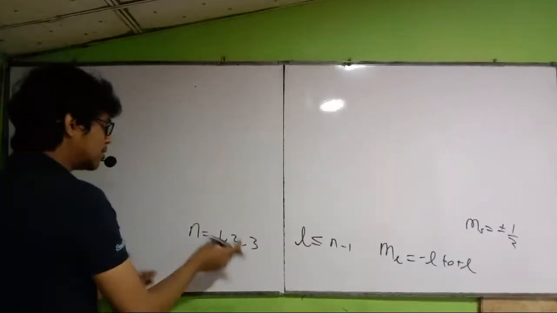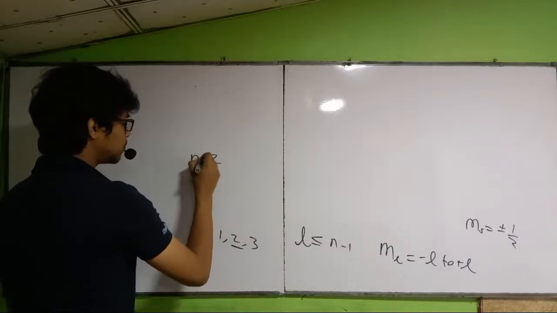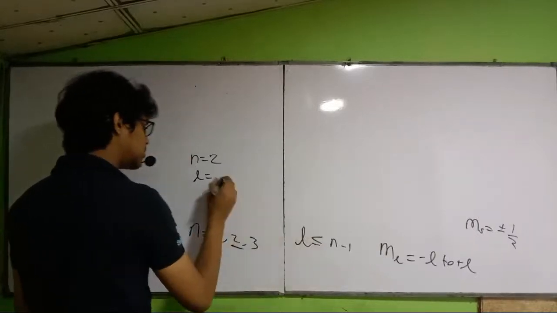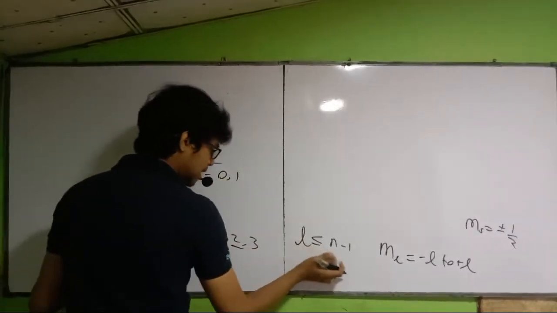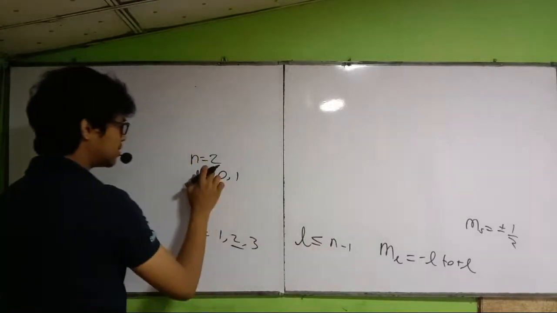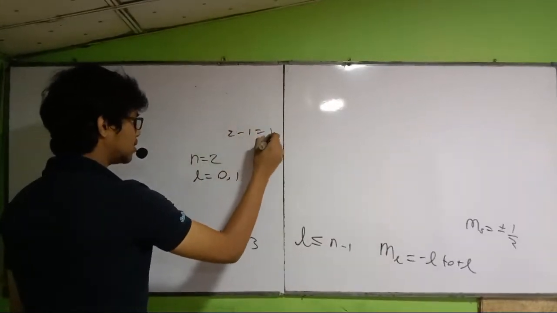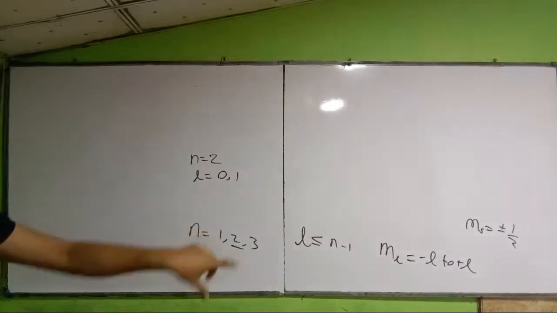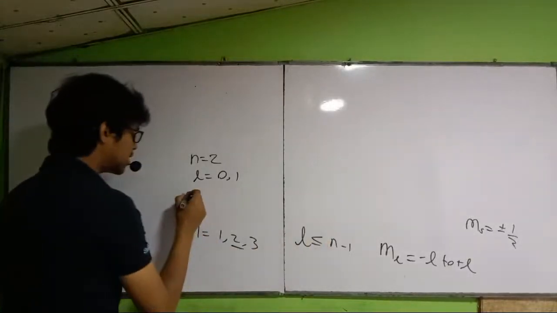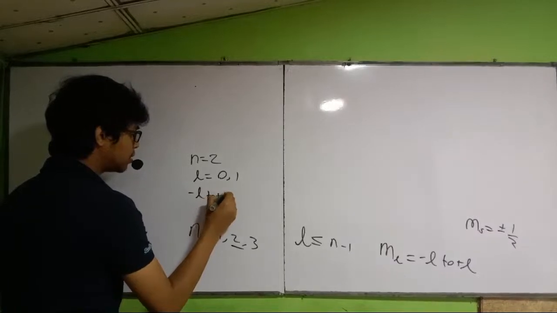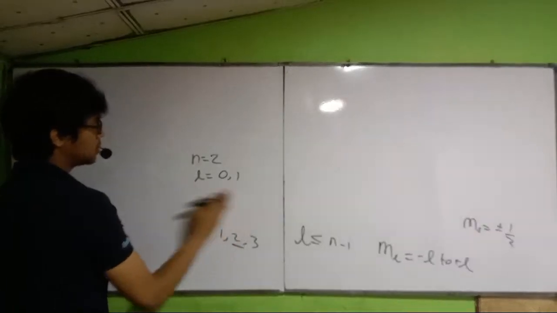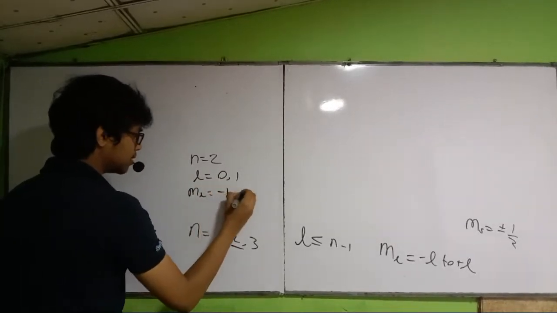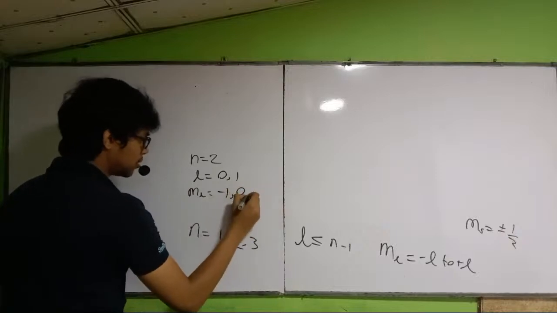People, if I say n equal to 2, what are the possible values of L? It is 0 and 1. Why? L is less than or equal to n minus 1. So n is 2, 2 minus 1 is 1, so you can have 0 as well as 1. Then M sub L is minus L to plus L. That means you take the maximum value of L and count from minus L to plus L. So it is 1, therefore M sub L equals minus 1, 0 and plus 1.